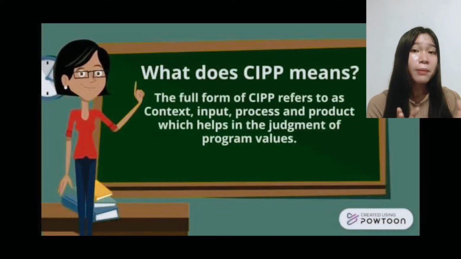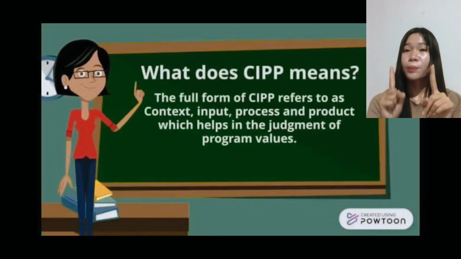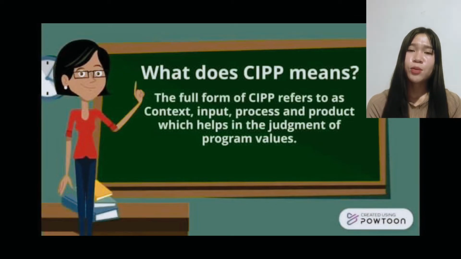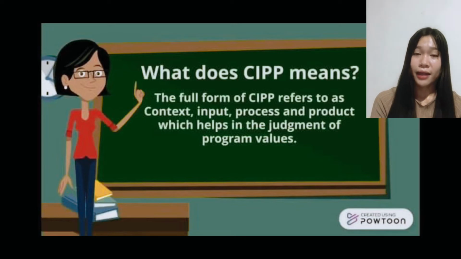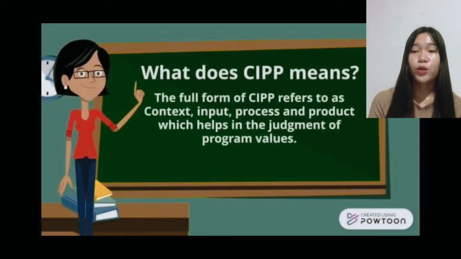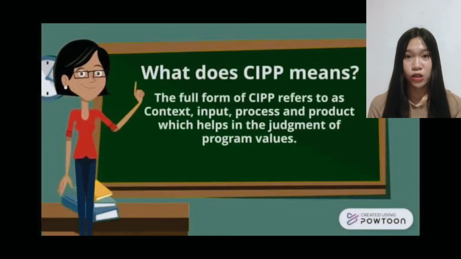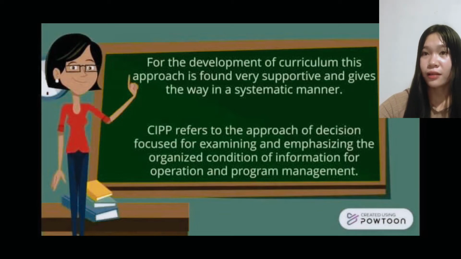Now, the CIPP framework was developed as a means of linking evaluation with program decision making. It aims to provide an analytic and rational basis for program decision making, based on planning, structuring, implementing, reviewing, and revising decisions, each examined through a different aspect of evaluation. For the development of curriculum, the CIPP model is found very supportive and gives way in a systematic manner.